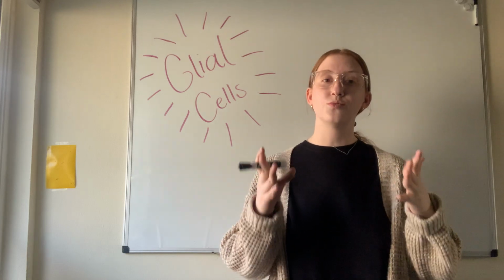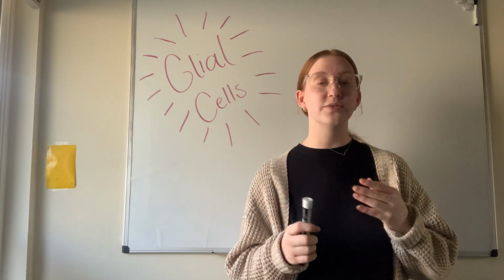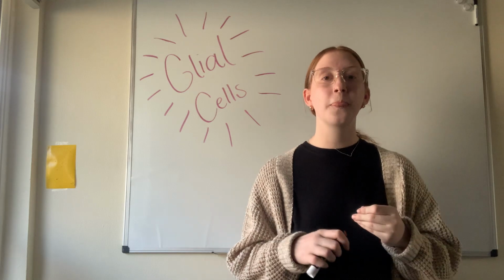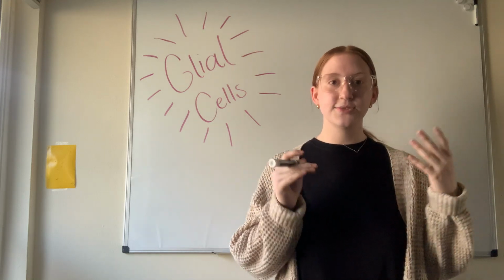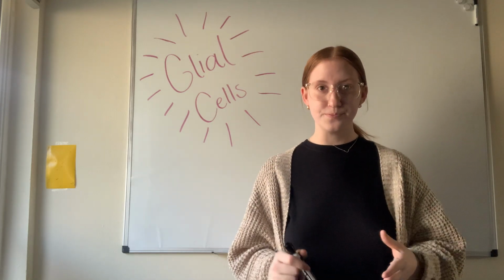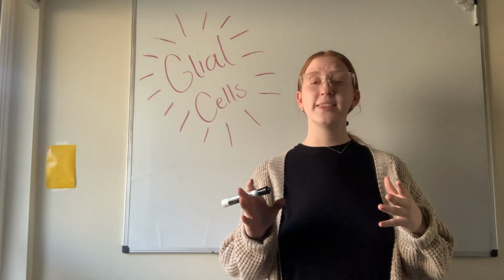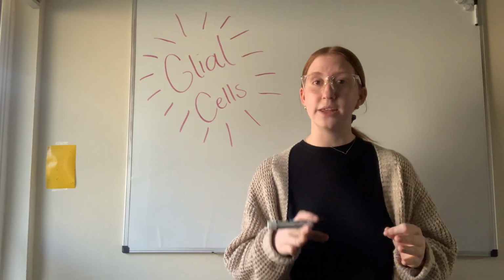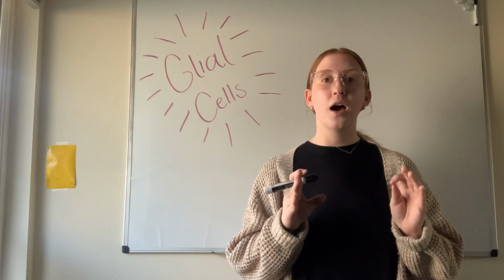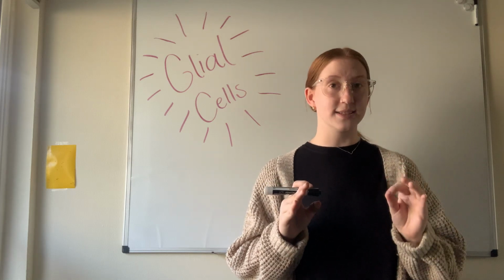Satellite cells surround neurons in some parts of the peripheral nervous system, having a protective and supportive function. They are believed to be used to regulate the neuronal environment of the peripheral nervous system neurons.